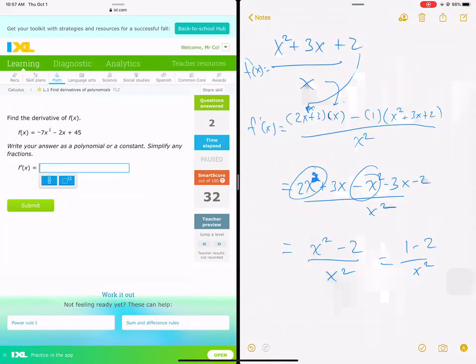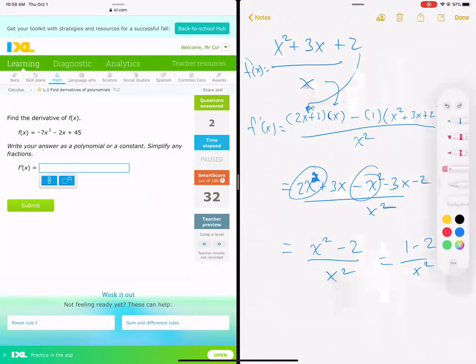Mr. Ko. Yes, Nama? So how do you make the x squared plus 3x plus 2, and then the next you made it 2x plus 3 times x, and then minus 1 times that? Wait, I'm sorry. We're talking about right here? Yeah, that part. How do you get, yeah. So let me erase this wackiness here.